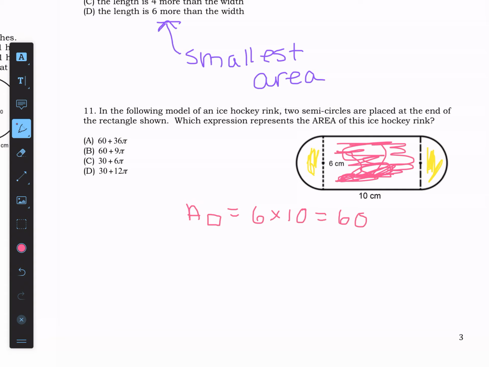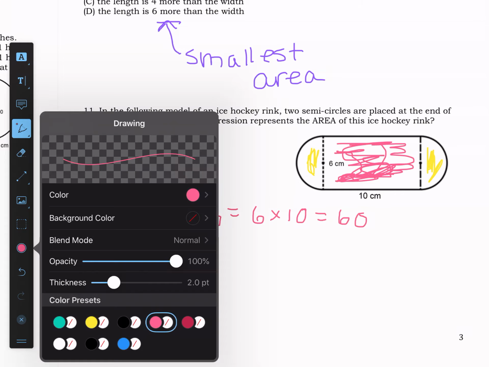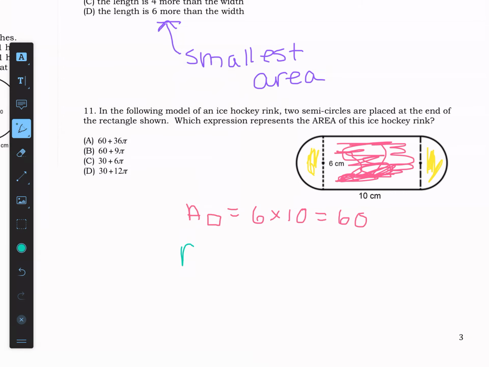So if you have 2 half circles and you put them together, you end up with 1 whole circle. So we need to just do the area of 1 circle, okay? Because together it becomes 1. So we're doing pi r squared.